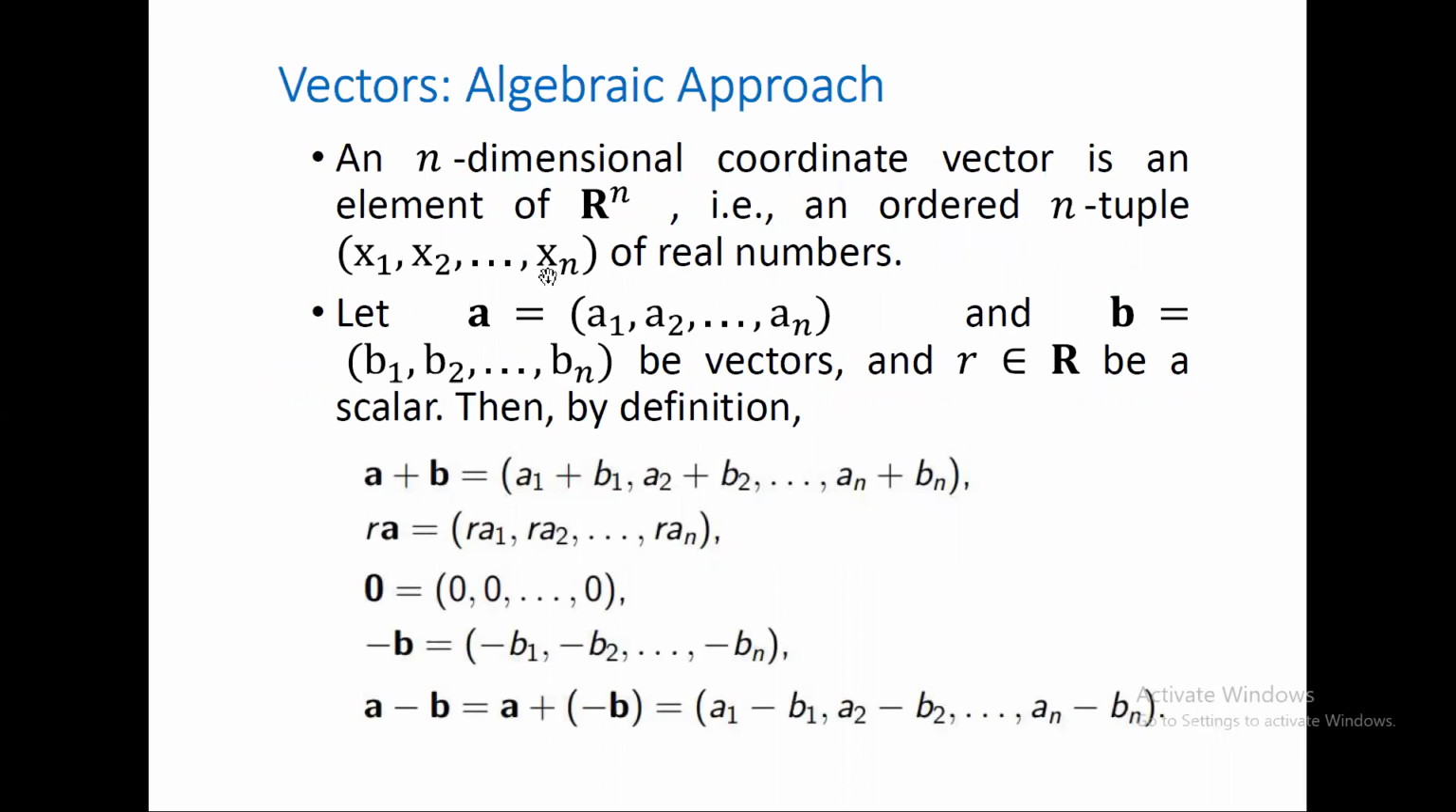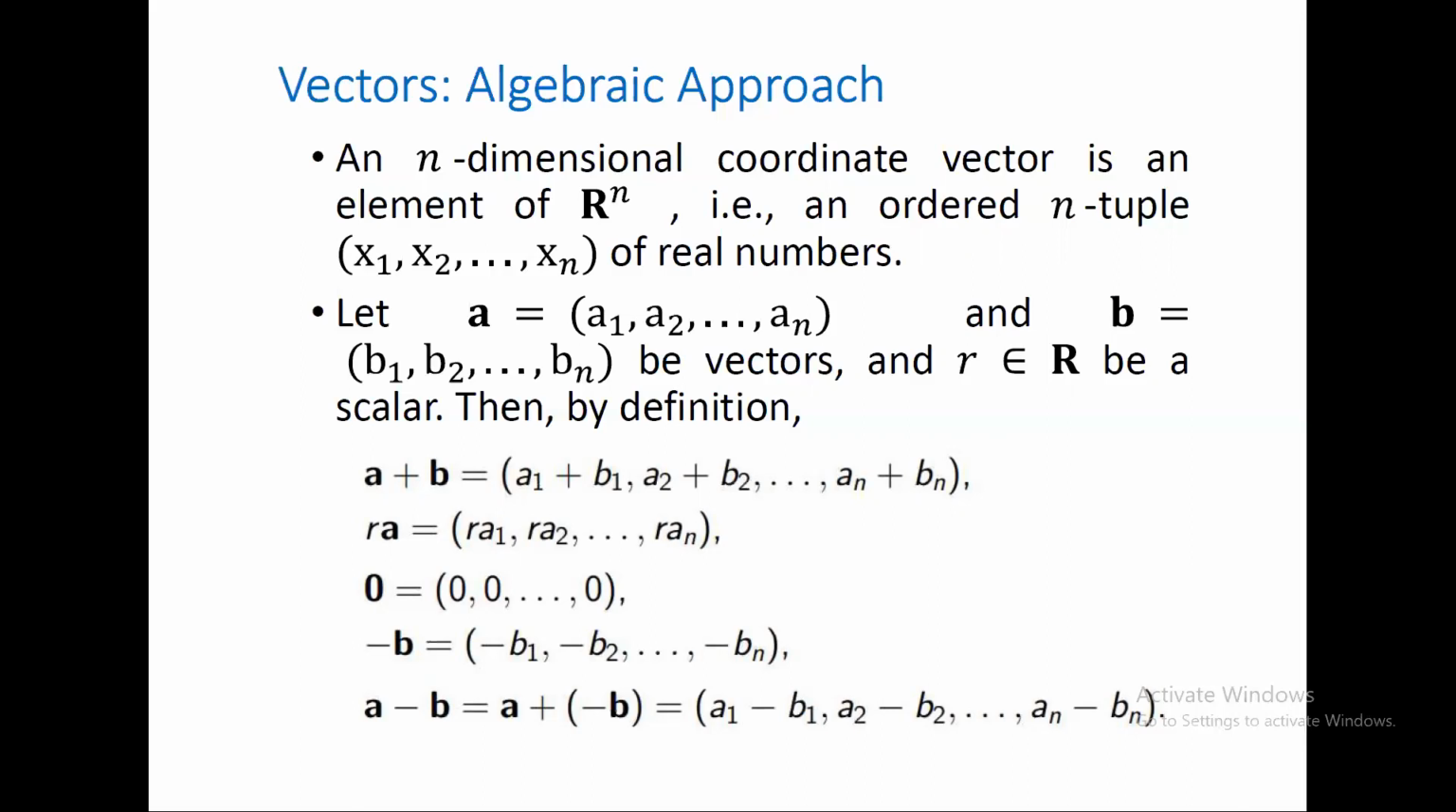So first, let us see some details about the vectors which you have already considered, which is basically an algebraic approach. We have here an n-dimensional coordinate vector, which is an element of Rn, and that can be written as an n-tuple, x1, x2, ..., xn, of real numbers. So we can consider two different vectors, A and B: A with n-tuple A1, A2, ..., An, and B equal to B1, B2, ..., Bn.